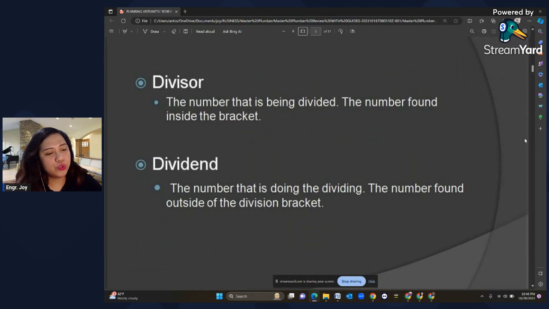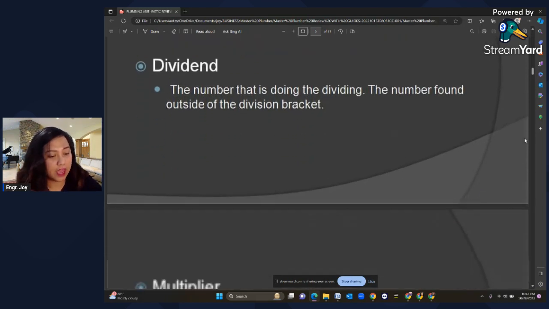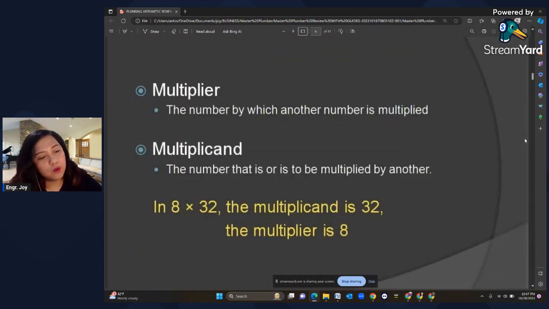Divisor. The number that is doing the dividing, the number found outside of the division bracket. Dividend. The number that is being divided, the number found inside the bracket. Yung multiplier, the number by which another number is multiplied. And multiplicand, the number that is to be multiplied by another. In 8 times 32, the multiplicand is 32. The multiplier is 8.